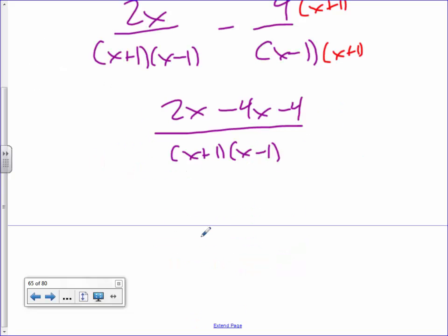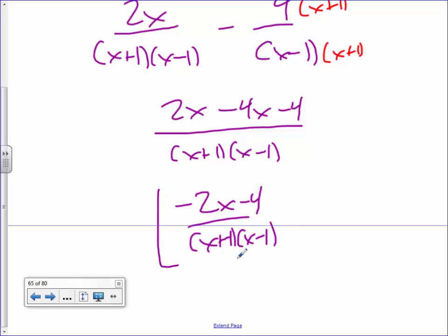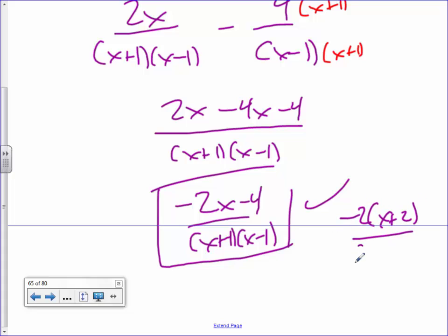So, last step, you're going to have negative 2x minus 4 over x plus 1, x minus 1. And in my opinion, that's a good place to stop. It is possible to factor the top, but if you do that, you get negative 2 with an x plus 2. And that x plus 2 isn't going to actually cancel anything. So you could factor, but if it doesn't cancel, the negative doesn't cancel.